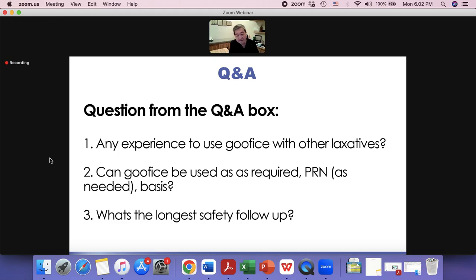Sorry, maybe I'll interject here. I think the question misses the point that we are talking about patients with chronic constipation, not occasional constipation. That's right. So that's why I think Gufis should be used on a regular basis rather than on demand.